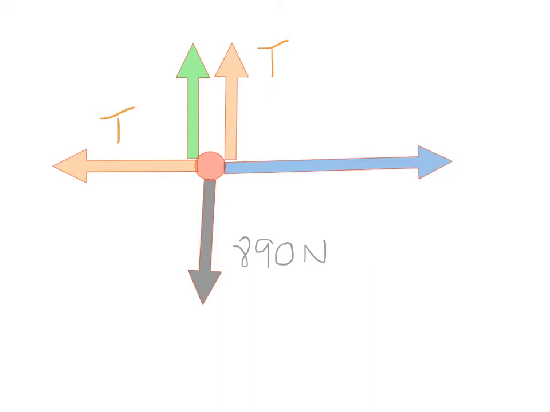Now this blue arrow here is our force of friction, and because the clown is technically standing on the ground, there's also going to be a normal force pushing up. Normal force is the force of the ground pushing up on the clown. So these are all our forces.